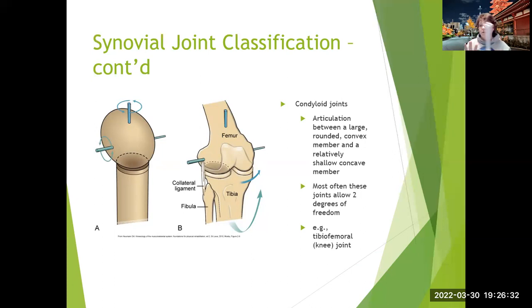And some of our metacarpal phalangeal joints are also condyloid joints. So we have ab and adduction and flexion and extension to give us more mobility in our hand. So 2 degrees of freedom, not just a simple hinge, we've got more going on there.